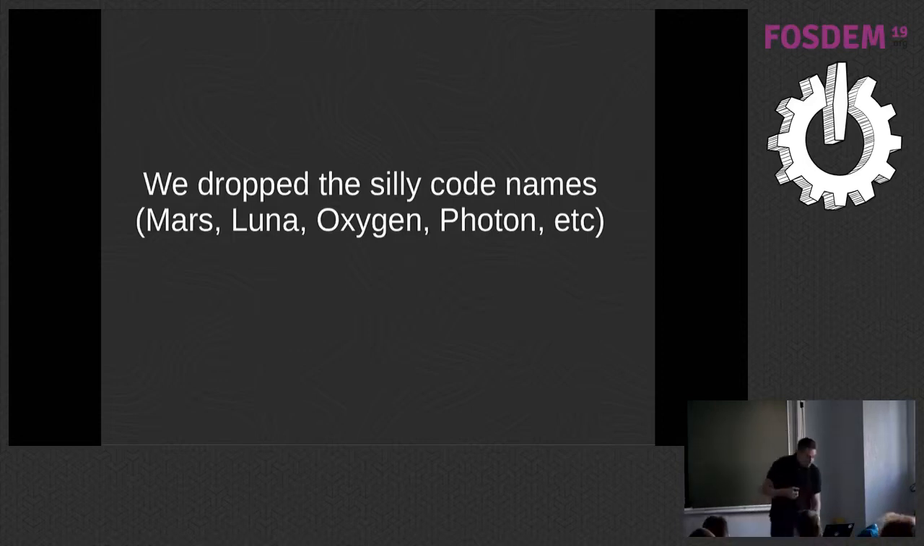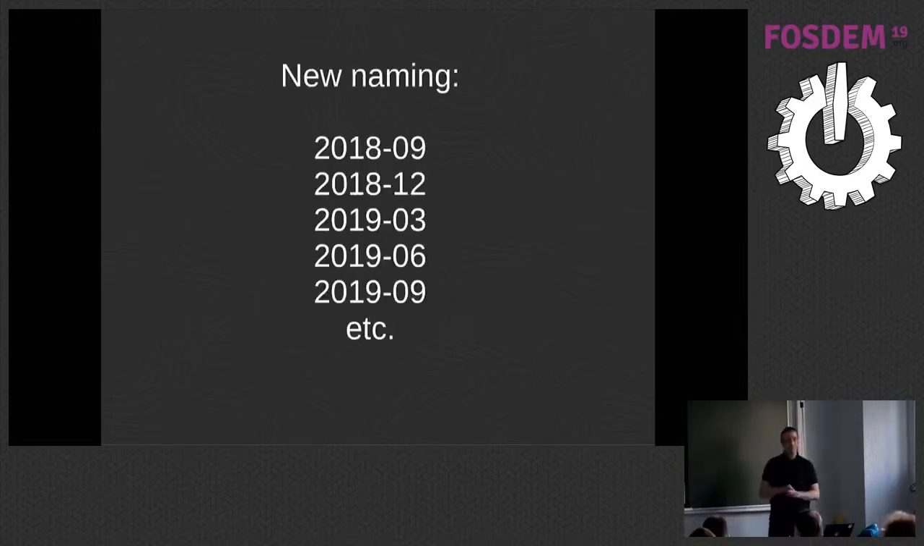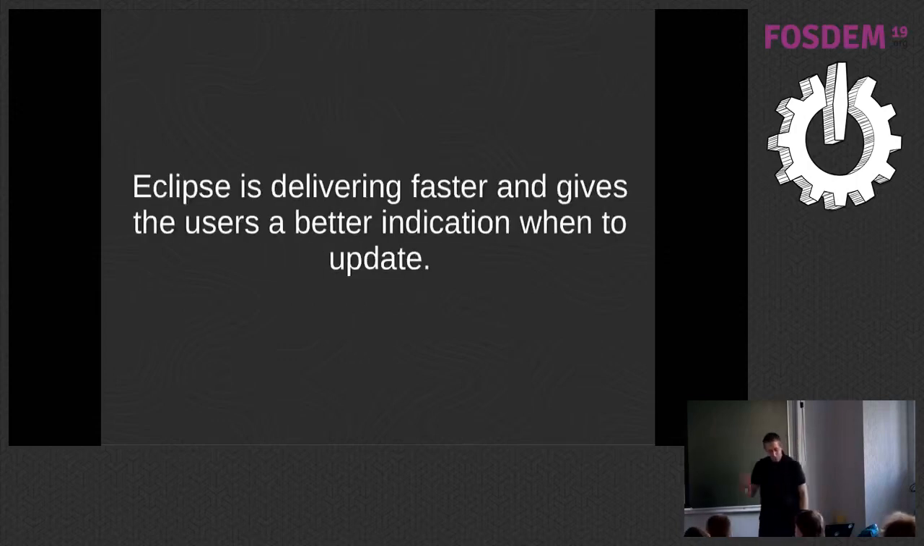So we moved away from this naming scheme, and now we have year and month, like Ubuntu has. So let's say in 2023, if you start your Eclipse from 2018, you see it on the splash screen, and maybe you feel, oh, I should update. Maybe things have evolved in 4 or 5 years. Well, I really like that. Carsten doesn't. So I think we're doing well.